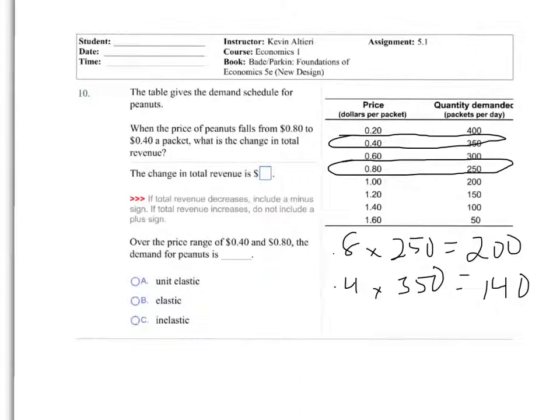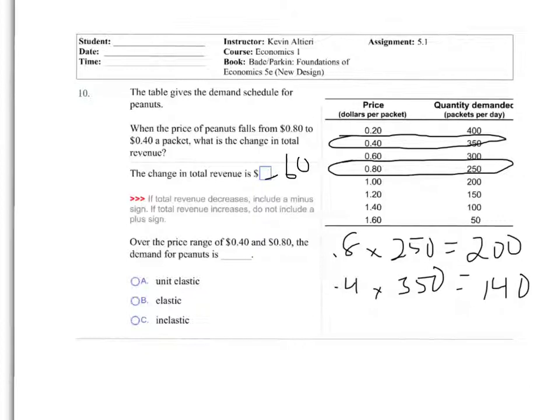So the total change in revenue is $60, and we're losing $60, right? So if you read below, it says if the total revenue decreases, include a minus sign. So when we put it in here, we're going to put minus 60 as our answer. Okay? Now, it also says do not include a plus sign if the revenue increases. That's because computers are computers and they're not set to accept a plus sign, right? So they wouldn't count it.